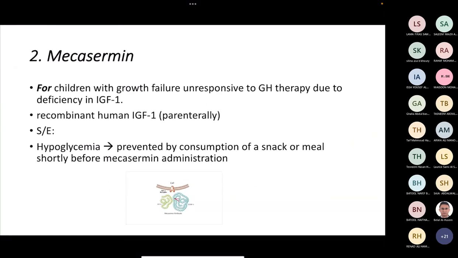Now, side effects of mecasirmin could include hypoglycemia, and this could be prevented by consuming a light snack at the peak effect of mecasirmin. The peak effect usually happens like 5 to 15 minutes after the administration of mecasirmin. So you are advised to consume a snack at that time.